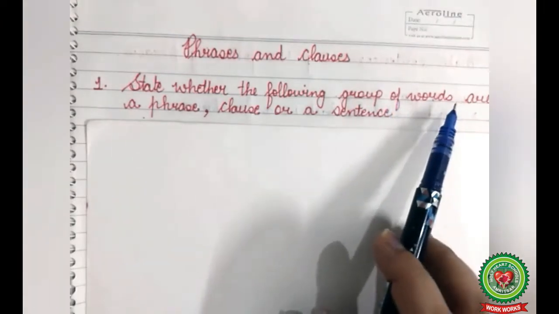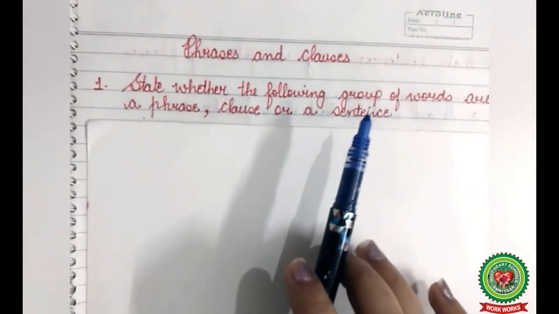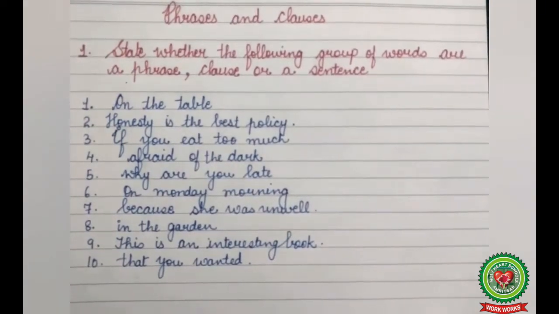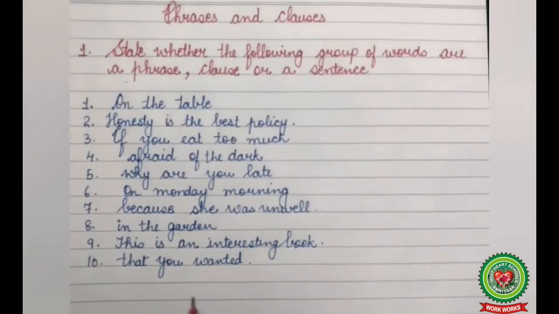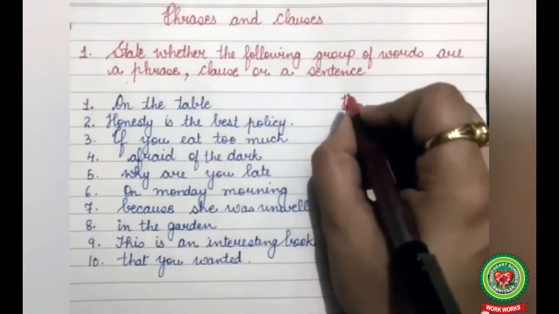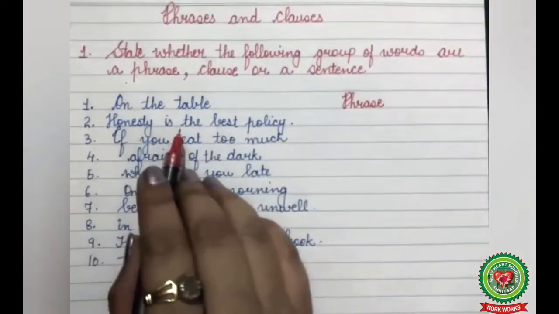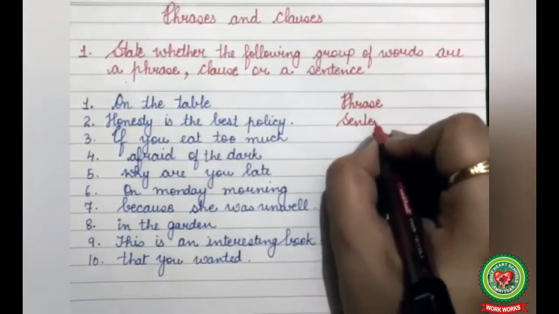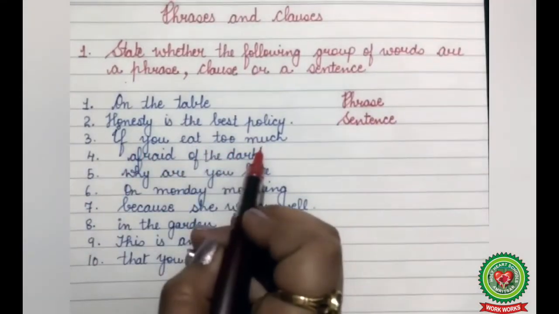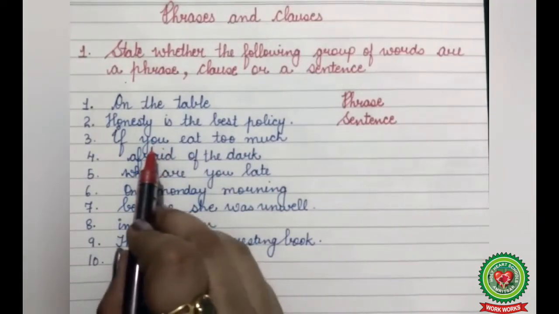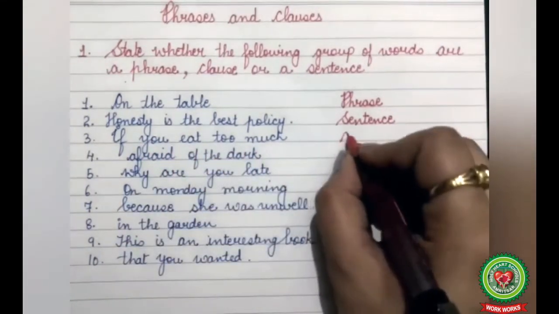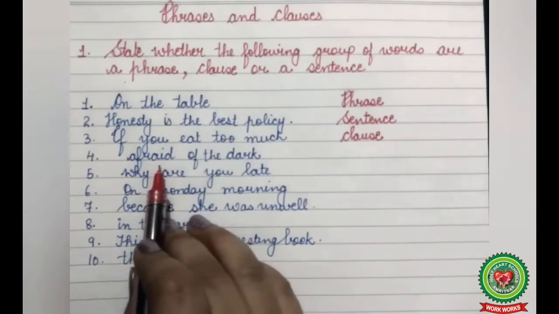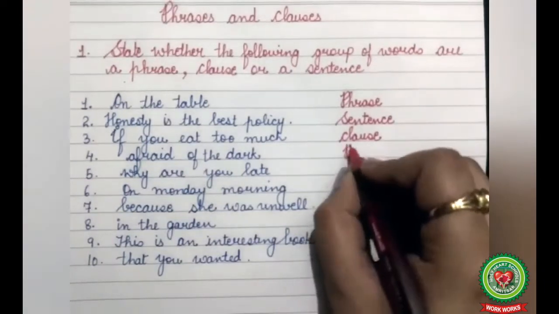Now let's discuss some exercises for better understanding. State whether the following groups of words are a phrase, clause, or a sentence. On the table. Now, as this is a group of words which does not have any subject or verb in it and is not making complete sense, it is a phrase. Honesty is the best policy. This is a group of words making complete sense, so sentence. If you eat too much, group of words not making complete sense but having a subject and verb in it, so clause. Afraid of the dark, group of words not having any subject and verb in it and not making complete sense, so phrase.